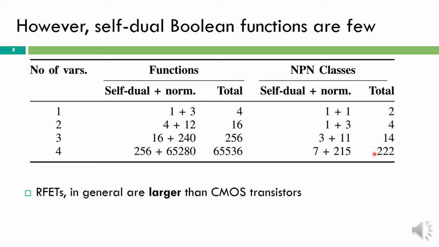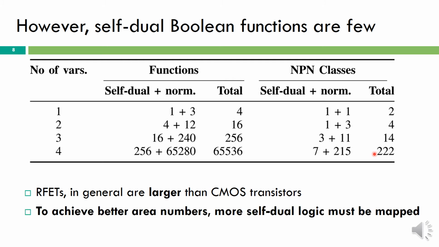The other problem is that RFETs in general are larger than CMOS transistors. So in order to achieve better area numbers for reconfigurable FETs, it's necessary that more self-dual logic be mapped in a circuit, so that we can have more area improvements, right? If we map all the normal logic gates to an RFET, then because RFETs are larger than CMOS transistors, the area would not be less. So it's important that we map more self-dual logic functions to RFETs.